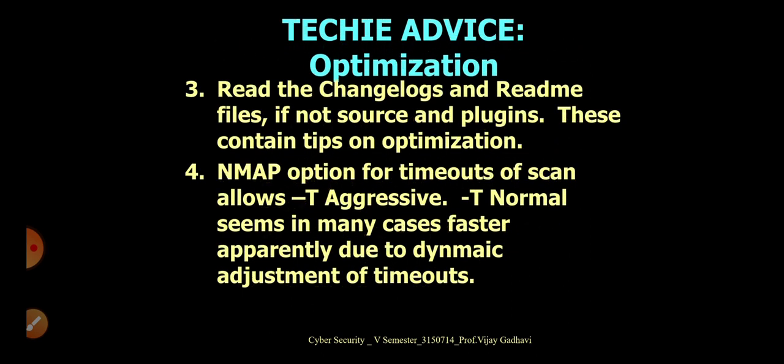Then read the change logs and readme files. If not the source and plugins, these contain tips on optimization. For the Nmap option for timeout of scan, /t aggressive or /t normal seems in many cases faster, apparently due to dynamic adjustment of timeouts.